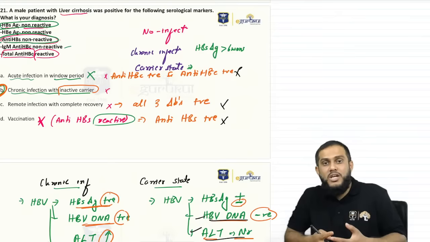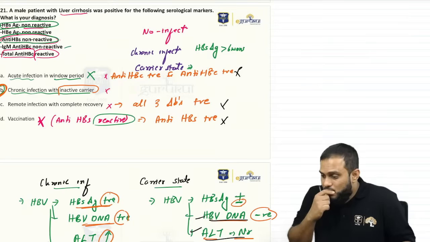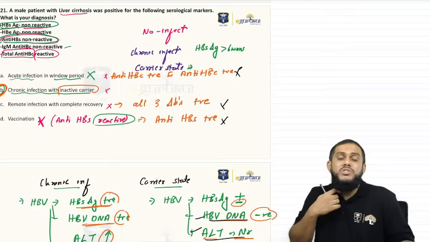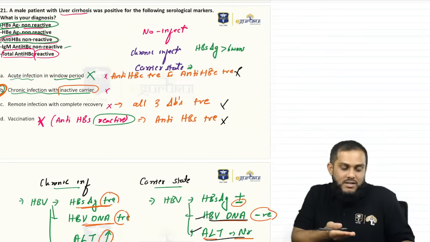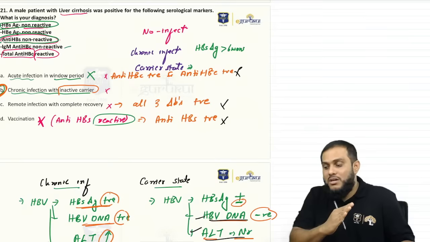Okay, now, option C is not possible. All the three antibodies should be positive in complete recovery. Why is C not possible? Complete recovery needs all three antibodies positive. Anti-HBs is negative, so recovery is ruled out, guys. Look, anti-HBs non-reactive, recovery is ruled out.